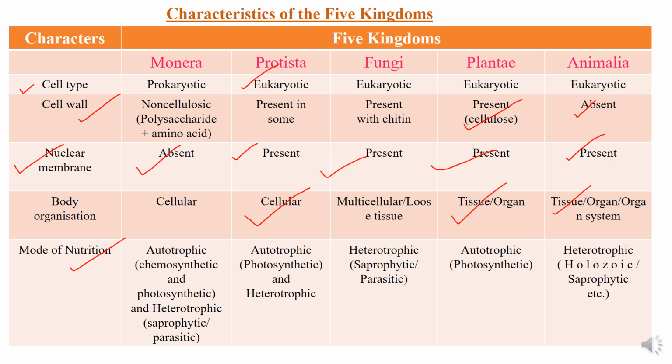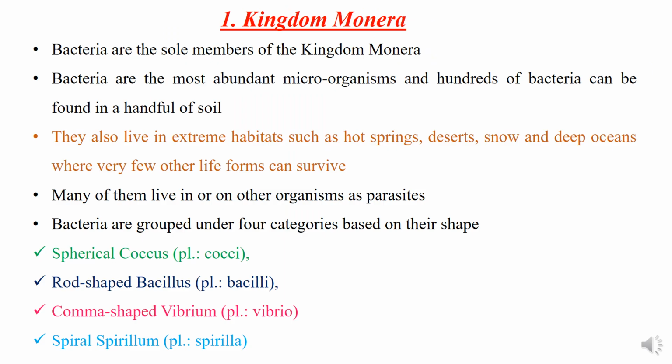In case of Protista, they are autotrophic, that is photosynthetic, and heterotrophic, and some species depend on other living things. In case of fungi, they are especially heterotrophic, there is no autotrophic, because they are either saprophytic or parasitic, and they cause many diseases in plants and animals, or otherwise they live on dead organic material in agricultural land. Plants are autotrophic, they synthesize their own food material, and animals are heterotrophic, that is holozoic or saprophytic.